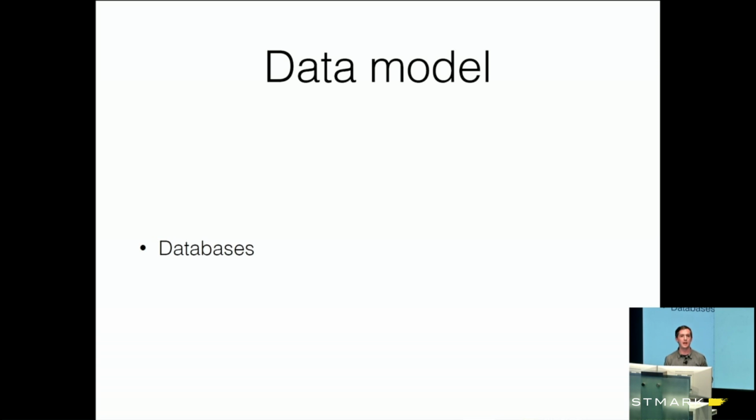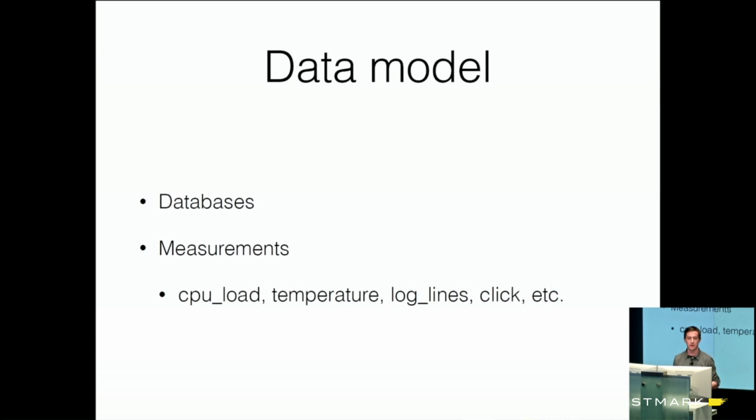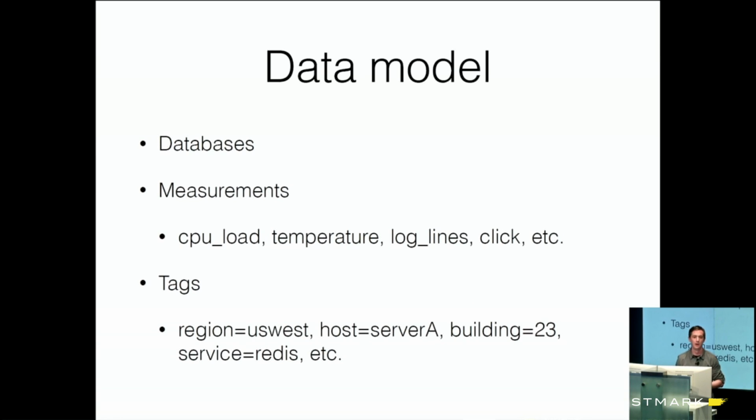So the basic data model, you have databases, like in a SQL database. You have this concept of measurements that you're taking. It's just a string that identifies a measurement. It could be CPU load, temperature, log lines, a click, memory utilization, whatever the thing is that you're measuring. Then you have tags that are tied to the measurements themselves. These are metadata that describe the thing, right? It could be the region that you're pulling the data from. It could be the host that it's coming from. If it's a sensor, it could be like the building that you're pulling it from, or it could be the service, or the application.